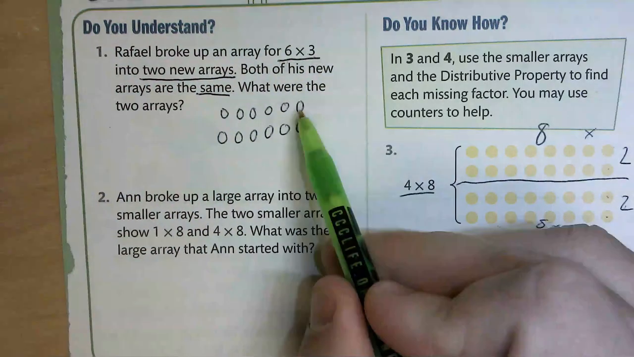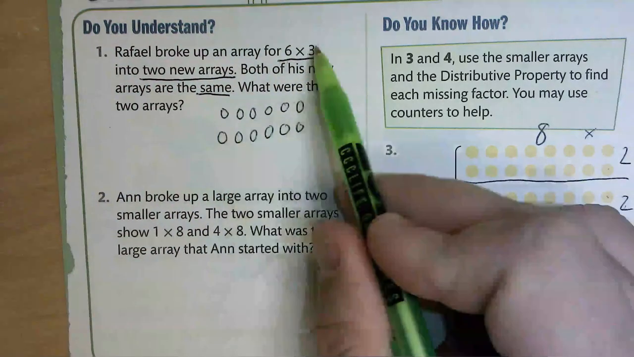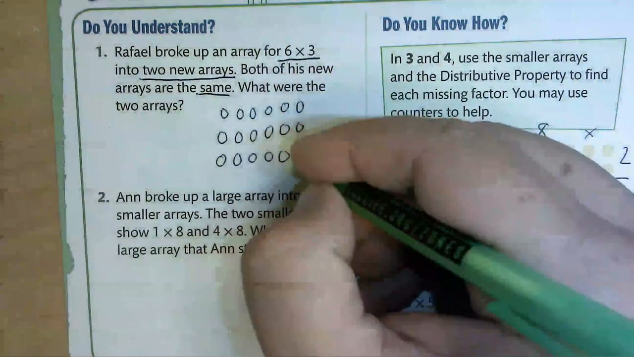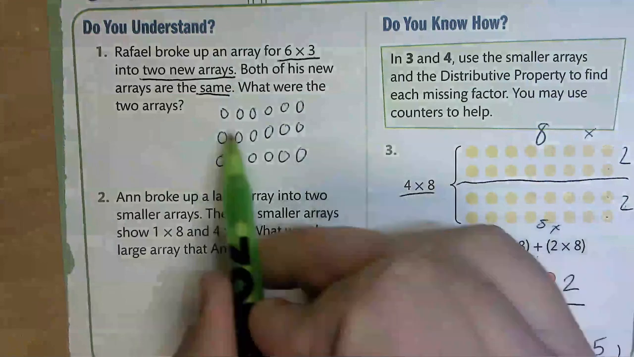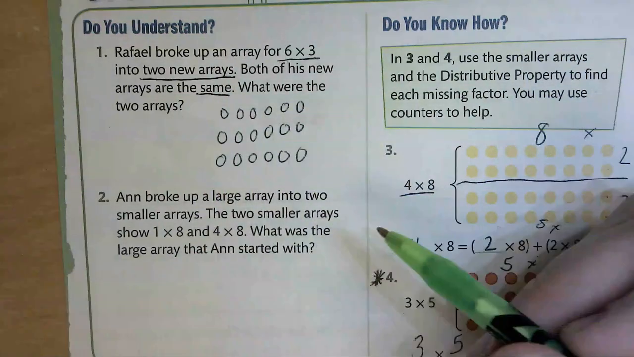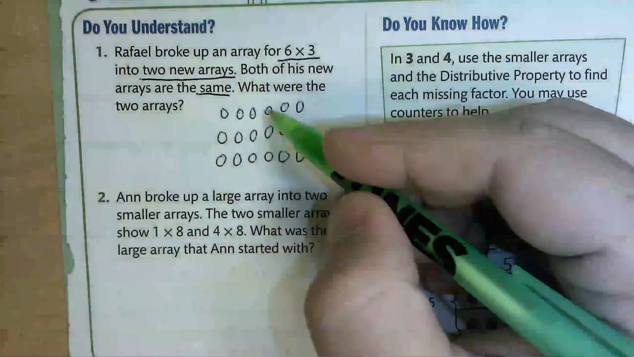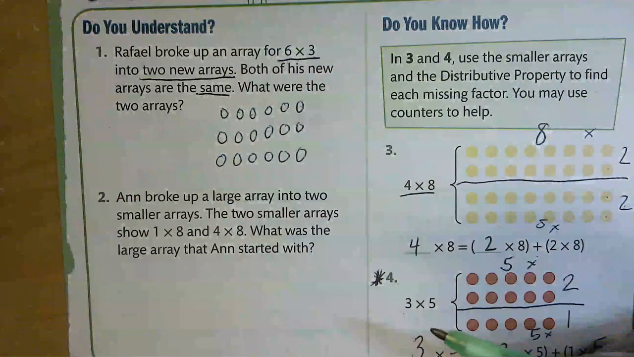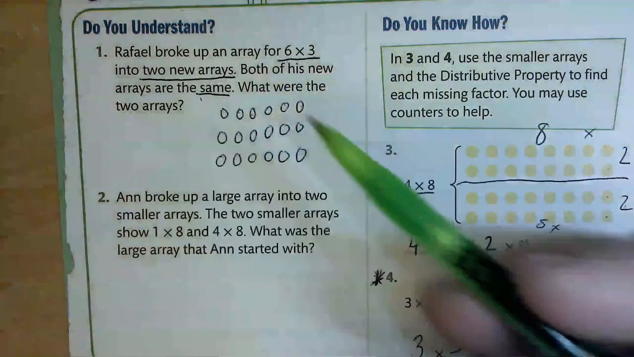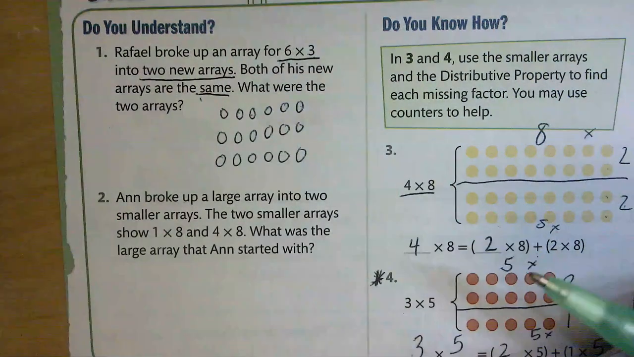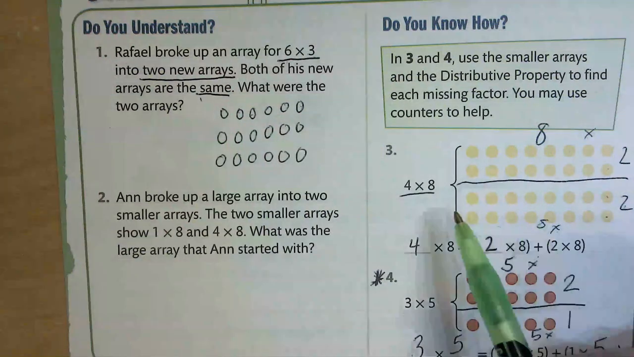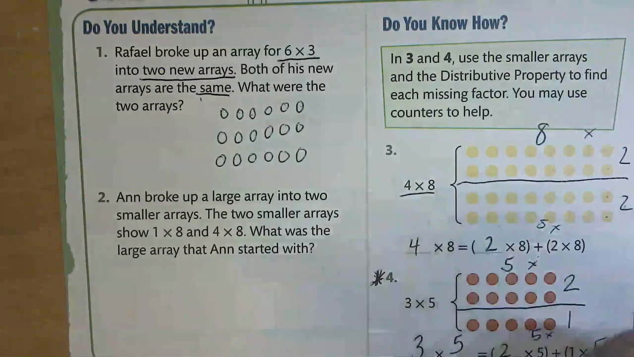All right. So here's 1 row. Here's another row. I need 3. So 1, 2, 3, 4, 5, 6. All right. There's 1, 2, 3 rows. And in each row, I have 1, 2, 3, 4, 5, 6. Well, it says we need to break it so that they're into 2 equal groups because the 2 new arrays need to be the same. And when we have an array, we know that means that there is the same amount in every single row, all right, or every single column.